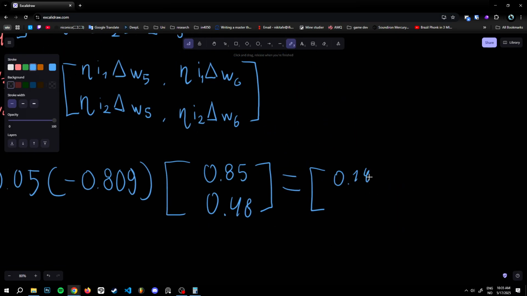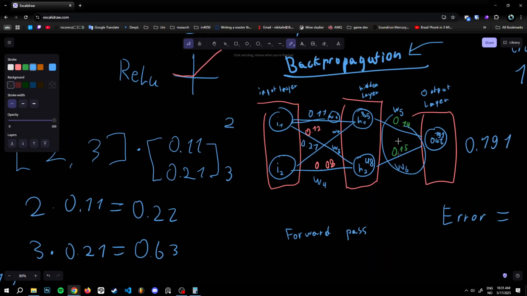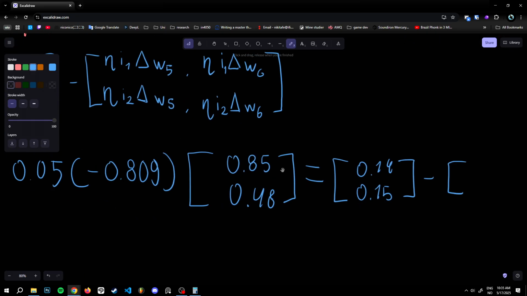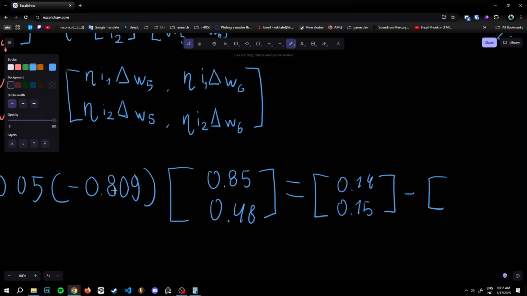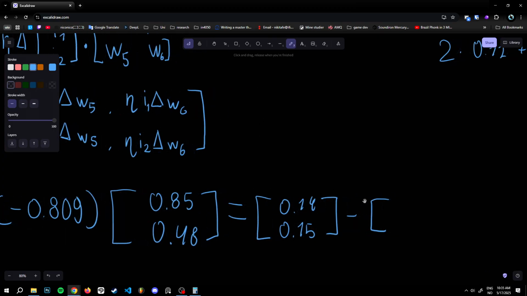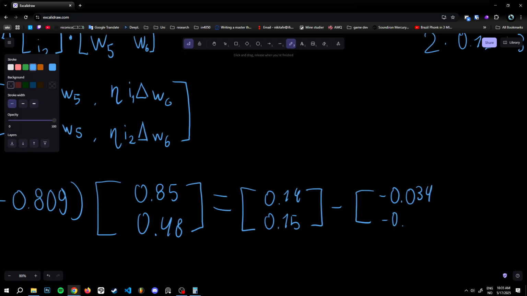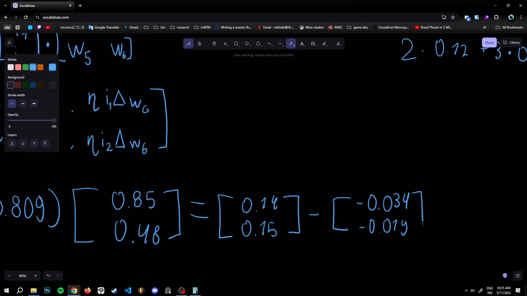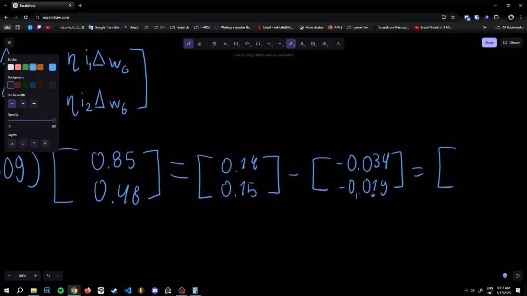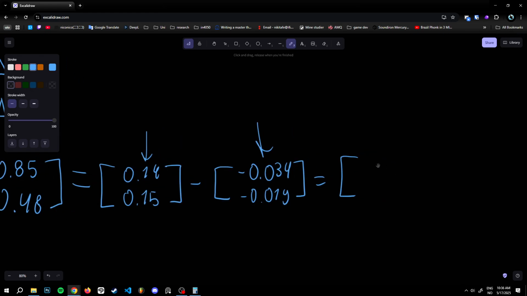So we do 0.14. Remember, this 0.15 is the weight from this, you see here, and then we do minus, and we're just going to do the calculation. We don't need to calculate this, but you guys understood it. We're just multiplying all of these together, so we get like 0.034, 0.019. And then in the end, we do matrix subtraction. We just do this matrix minus this matrix, which is really simple.